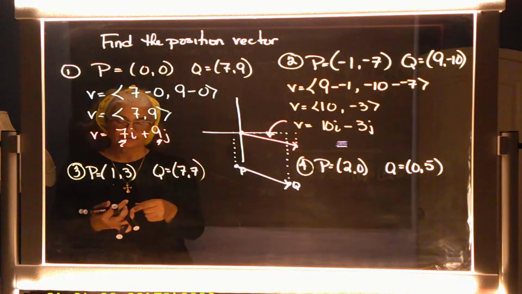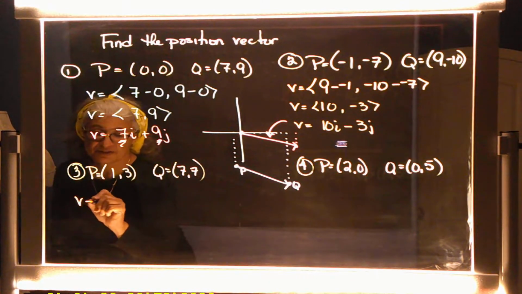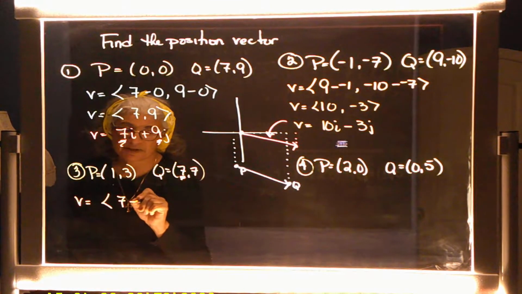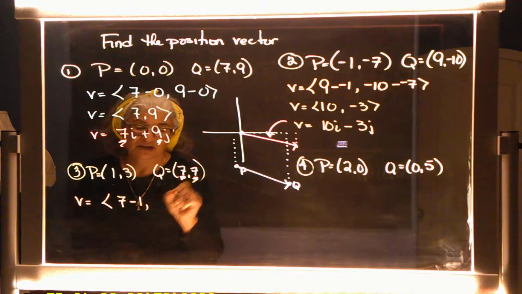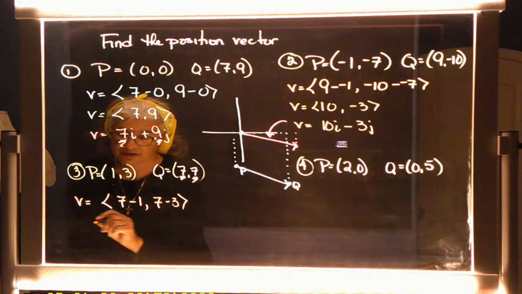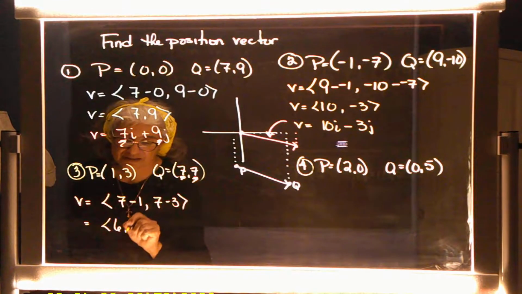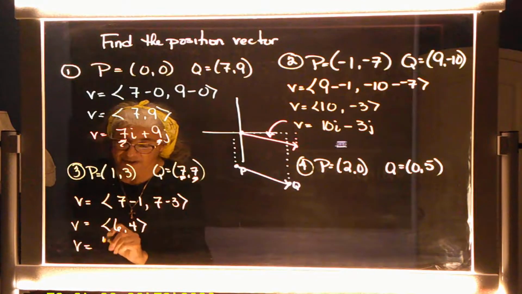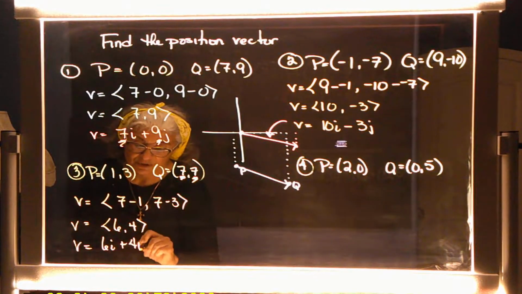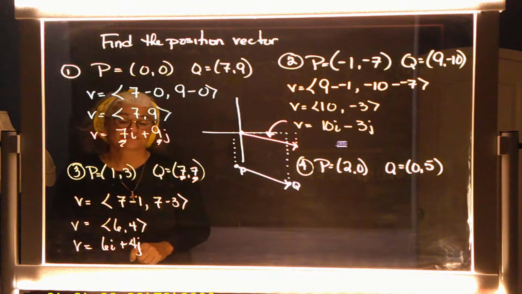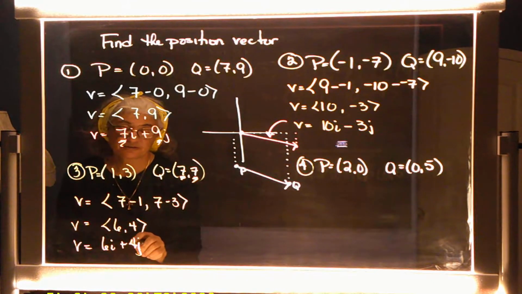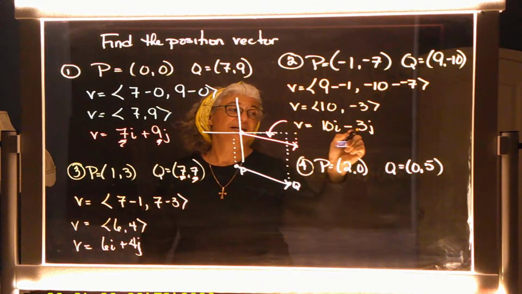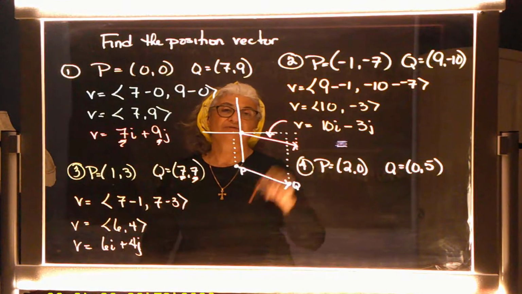See if you follow along. The position vector, what number am I taking? Yeah, this x of 7 minus 1, and then this y of 7 minus the 3, which is going to give me (6, 4) on the position vector. Or it could be written as 6i plus 4j. 6 on the horizontal, 4 on the vertical. Just like here we had 10 on the horizontal and 3 negative on the vertical.